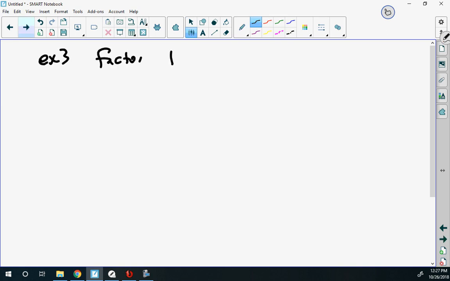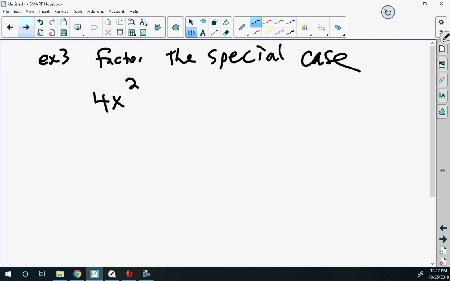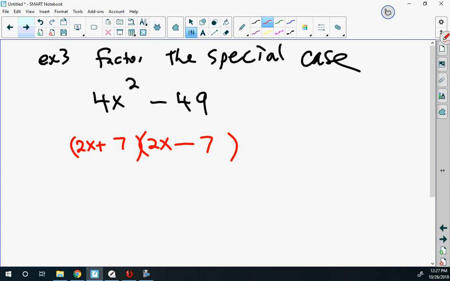Factor the special case 4x squared minus 49. So this is the difference of two squares. We're going to have binomial, binomial, plus or minus, the square root of the first term. 2x, so that's a 2x and 2x, and then the square root of the last term, 7 and 7, and that's it.